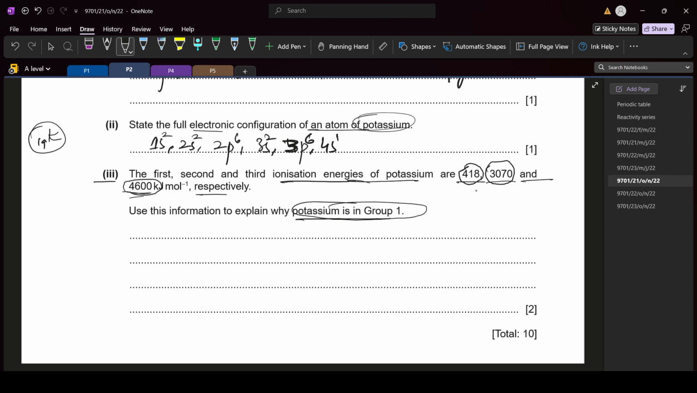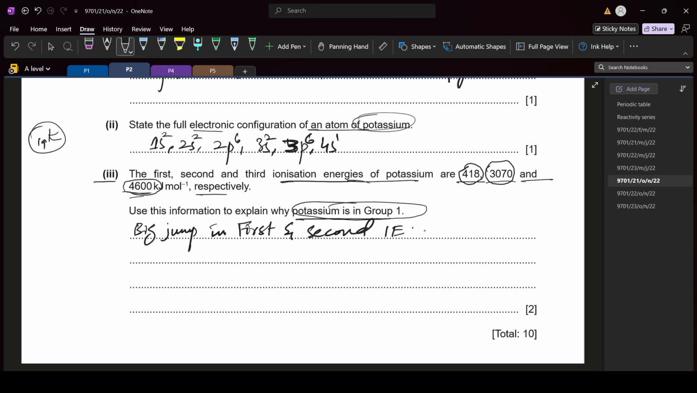Okay, so the inner shell will have a lower distance from the nucleus, so it will have a greater attraction to the nucleus. Okay, so what will you write? There is a big difference, or big increase, or big jump in first and second ionization energy.